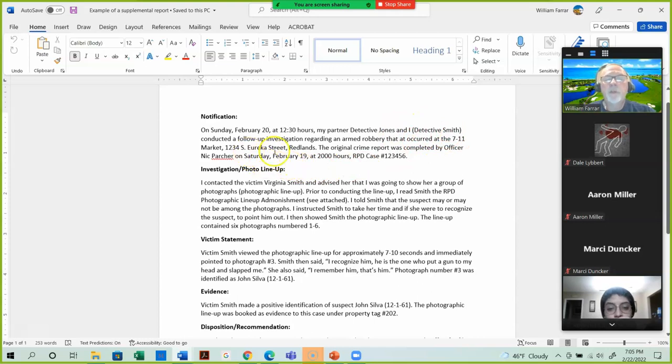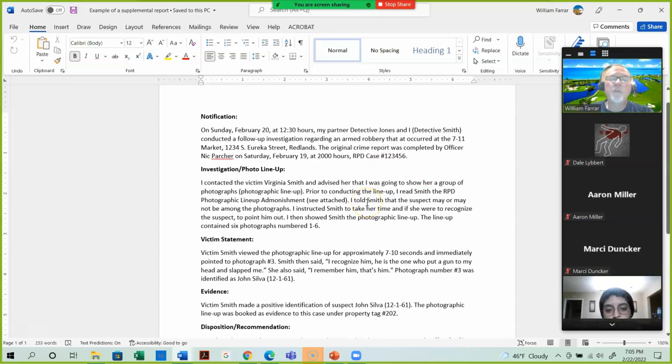And here we conducted a follow-up regarding an armed robbery that occurred at the 7-Eleven market, and I gave the address. And then I go on to say here the original report was completed by Officer Parcher on this date at this time, and I referenced the case number because that's how this report's going to get attached to the main report. So that's my notification. There's not a lot of hoopla to it. It's pretty straightforward, but it's factual: dates, times, etc.